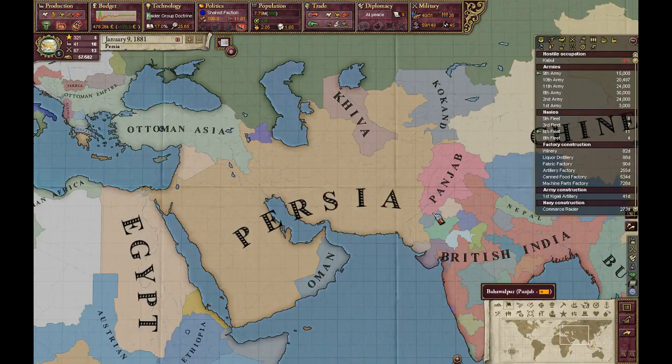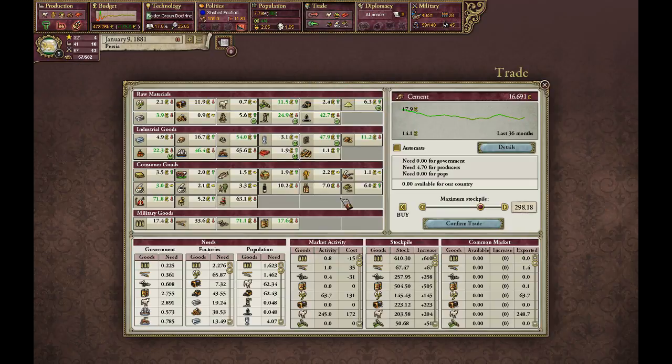The last thing we are going to look at is the trade tab, and in trade you can build up your stockpile. And your stockpile is like oil for your economic engine, and let me show you why. Your government needs materials, your factories need materials, and your population needs materials. But when material is very scarce on the common market, you are paying a high price, and your factories won't always be able to produce industrial goods.